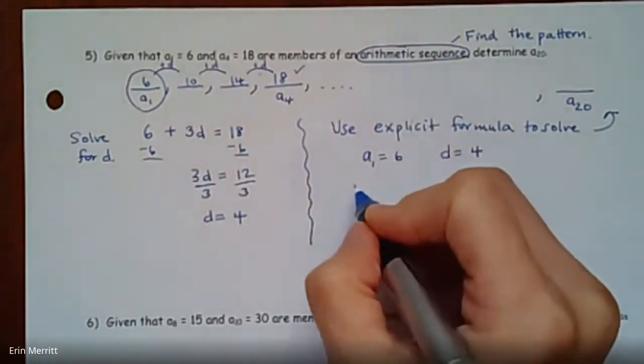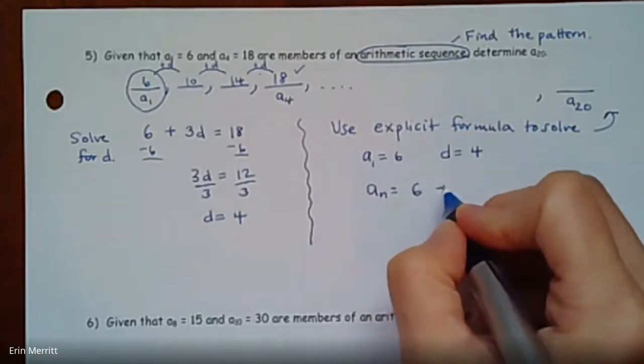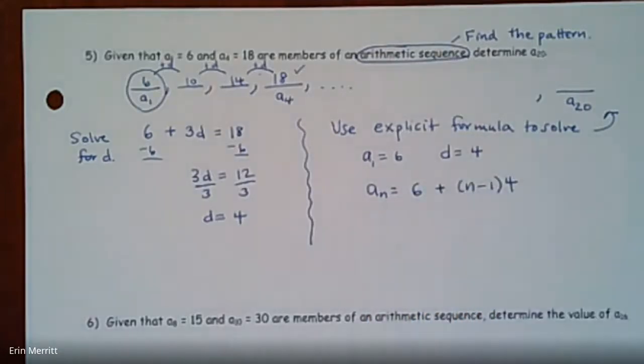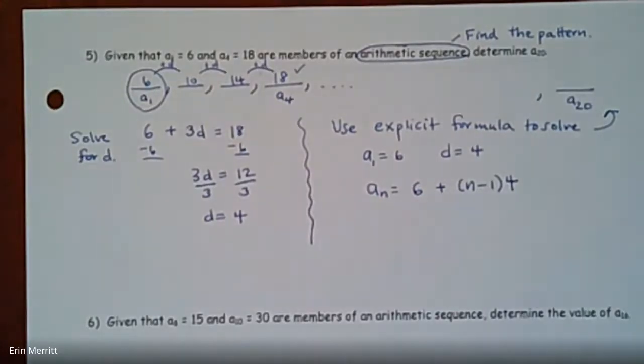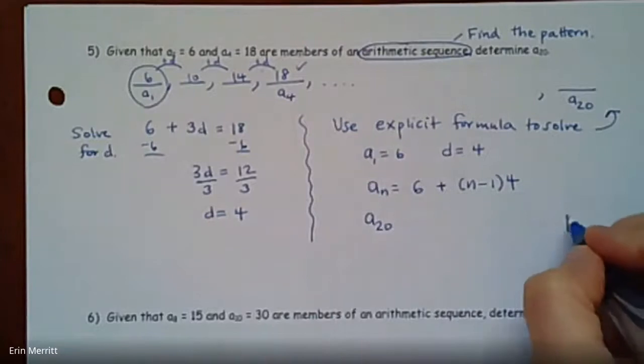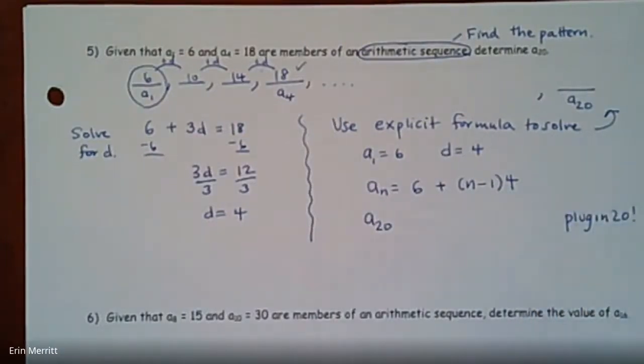So let's write it first. So a sub n equals a sub 1 plus n minus 1 times the common difference of 4. There you go. That formula will now find any term we want. And the term we want is the 20th term. So if I want a sub 20, all that really means is let's plug in 20. That's it. That's literally all we do.